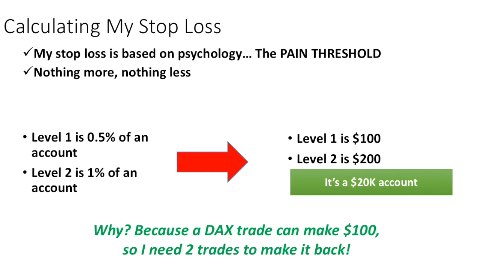Now, this is very important because indices are very wild and volatile, and this is why I set the stop losses at this level, because in a DAX trade, I know I can make $100 when it goes my way easily. So if I'm losing $100, I need one trade to basically make back the 100, and probably I need another trade to be profitable. Or if I'm risking 200, then it's okay. If I'm risking 200 of stop losses, I can easily make back the 200 in 2 trades of the DAX. Now, that's how I do it for mine.